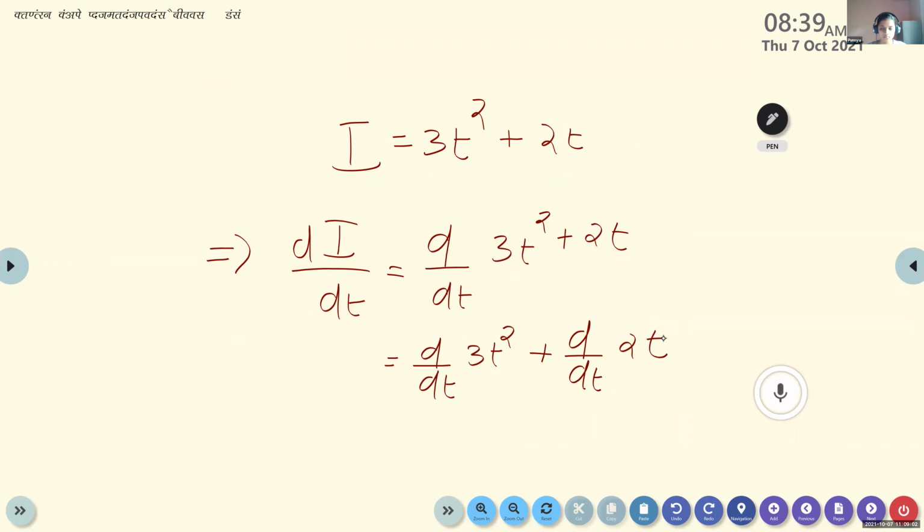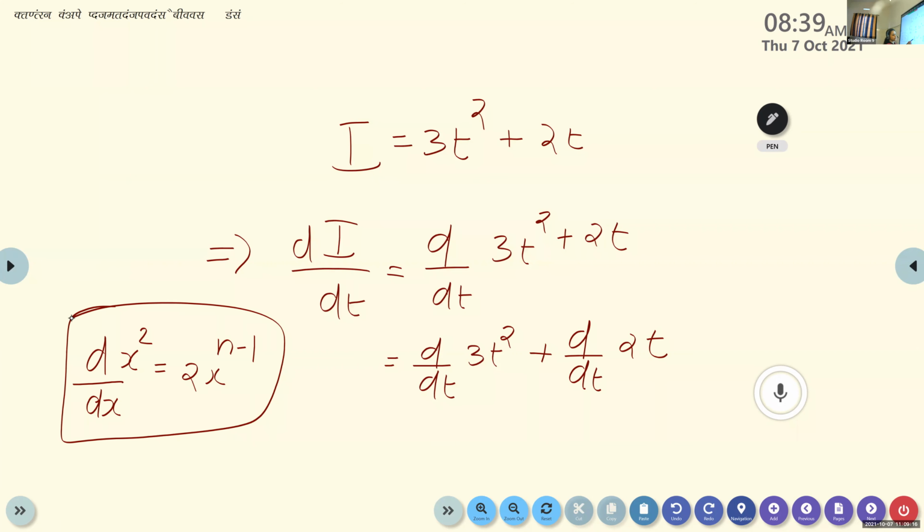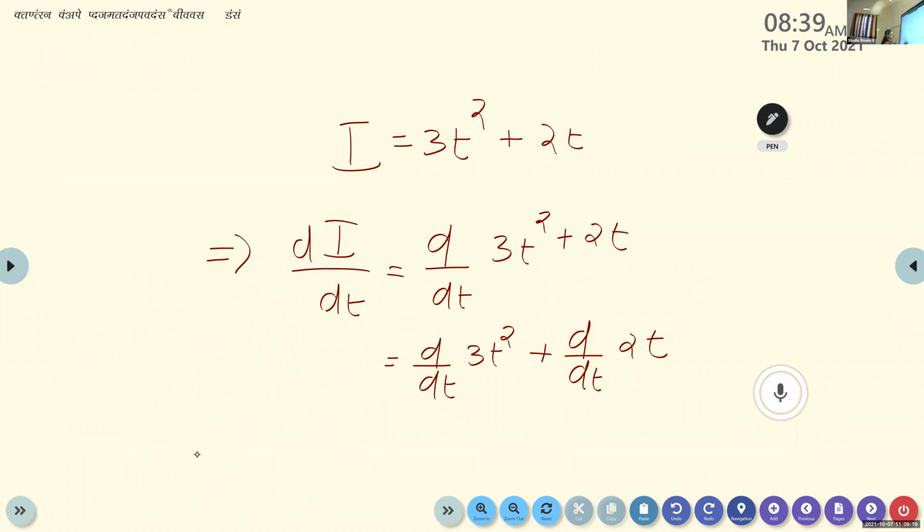Here we have a general equation like d by dx of x square, that is equal to 2 into x raised to n minus 1. Similarly, here we have another function d by dt of 3t square. The derivative of the first term is equal to 6t plus d by dt of 2t. It is 2. So the value of di by dt becomes 6t plus 2.